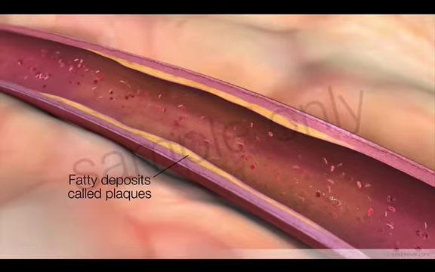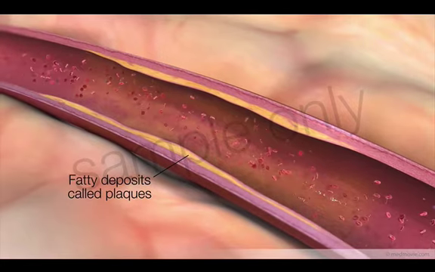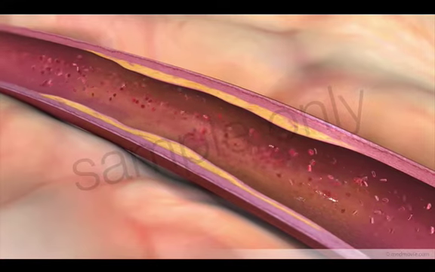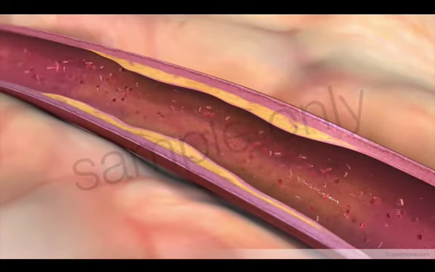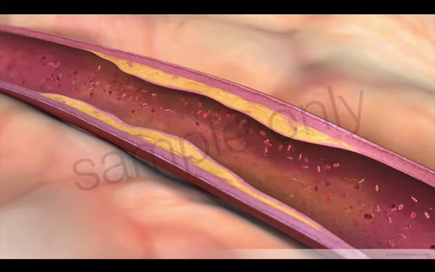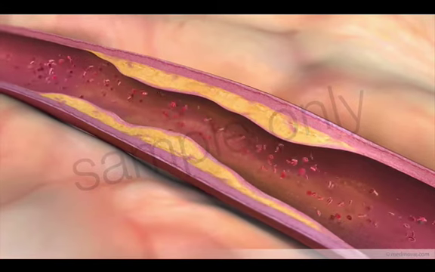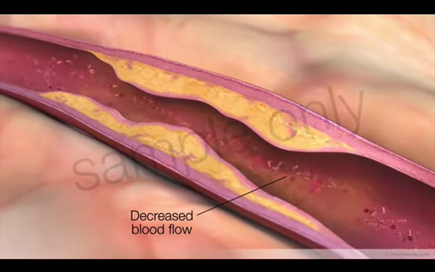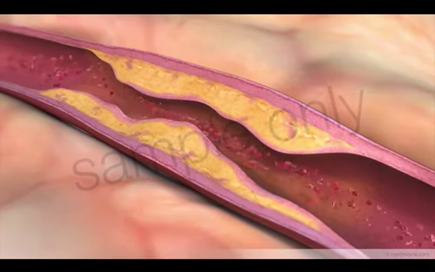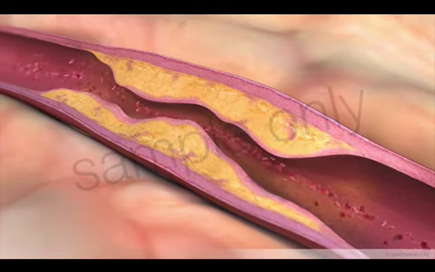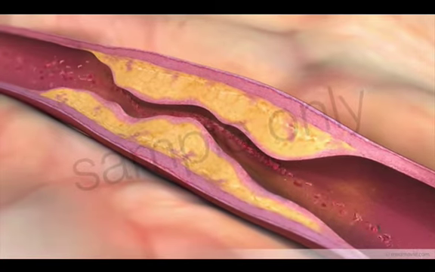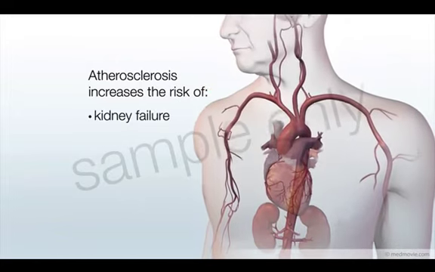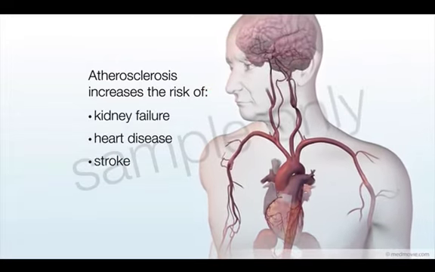It's called plaques. These plaques are made up of cholesterol and inflammatory materials. This disease process is called atherosclerosis, and it can occur in any artery in your body. Atherosclerotic plaques build up over time and can decrease the amount of blood flow to the area the artery supplies. Atherosclerosis can begin at a young age, even though it may not cause problems until years later. Atherosclerosis increases the risk of kidney failure, heart disease, and stroke.